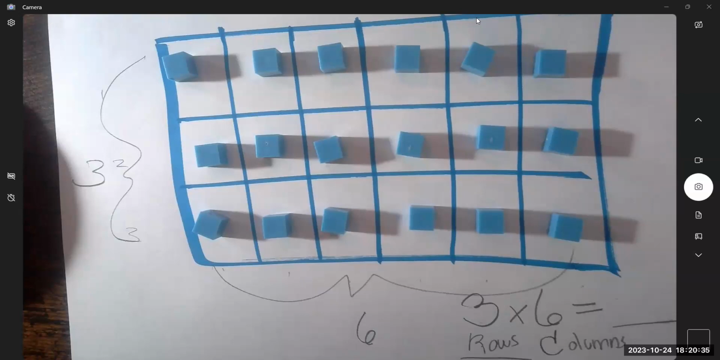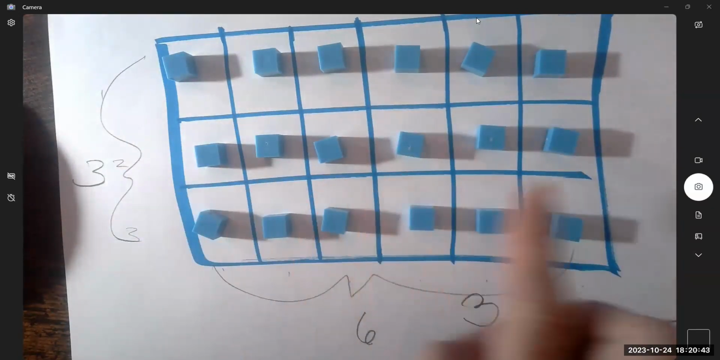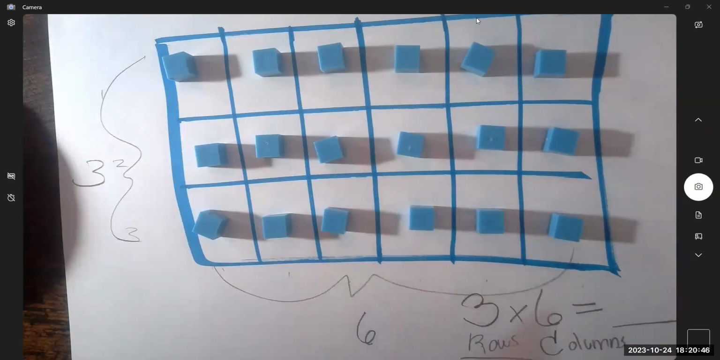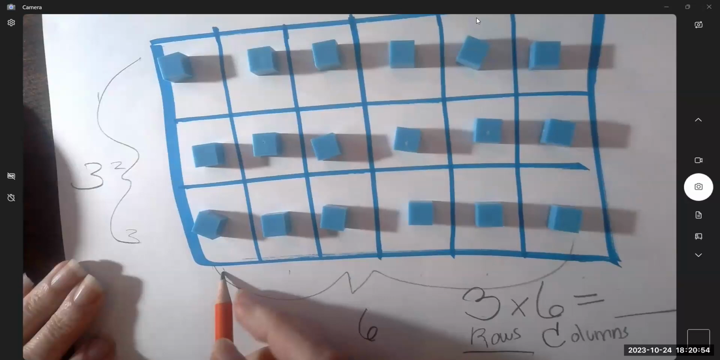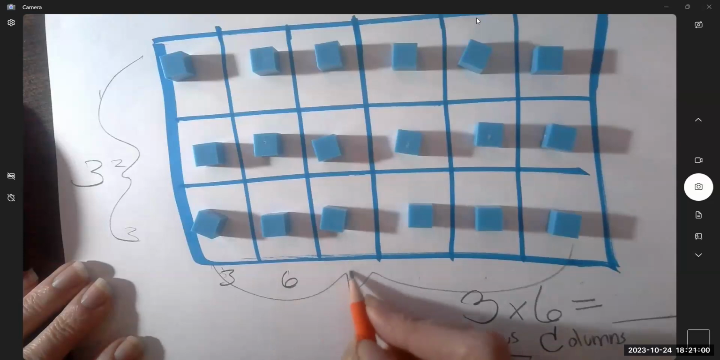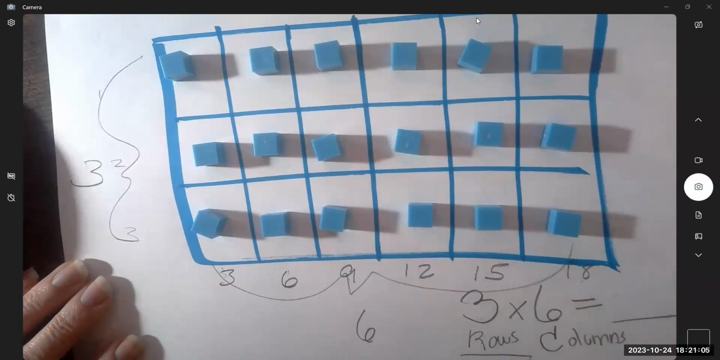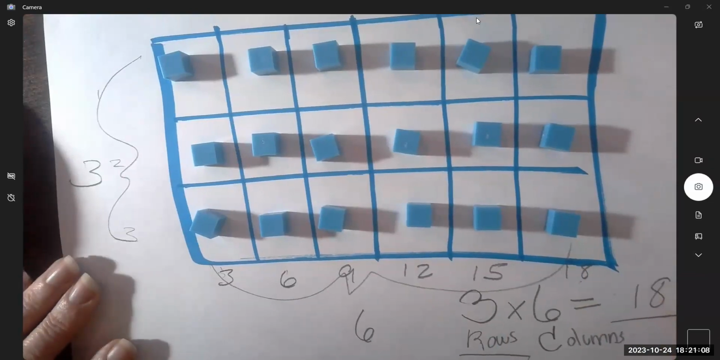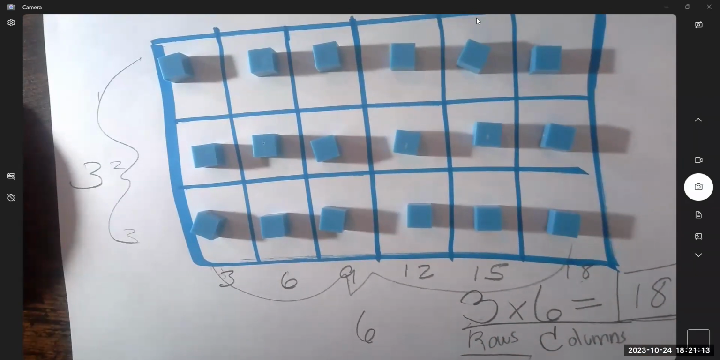So if we have 18, let's count 1, 2, 3, 4, 5, 6, 7, 8, 9, 10, 11, 12, 13, 14, 15, 16, 17, 18. We do have 18. As we saw in class, we can also skip count by threes to make sure we've done the math correctly. 3, 6, 9, 12, 15, 18, right? So we know that the answer to this multiplication fact is 18. 3 times 6 equals 18.